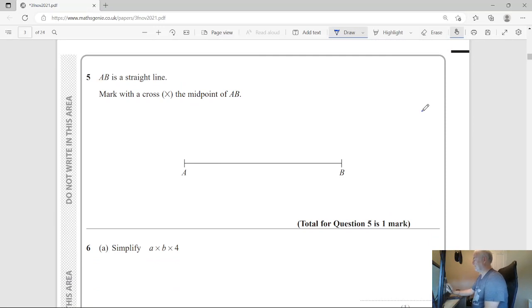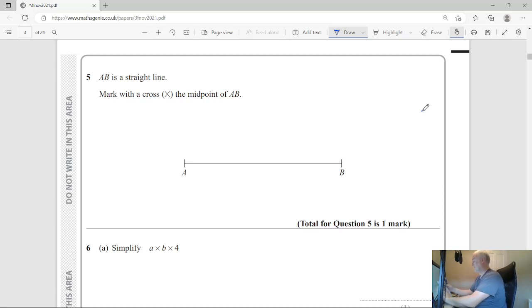Question 5. AB is a straight line. Mark with a cross the midpoint of AB. Now again, it's very difficult to do this without a ruler, but just to show you a really simplified way, I'm going to get a piece of paper, and I'm just going to mark on it where that line goes to. So that's the length of my line.